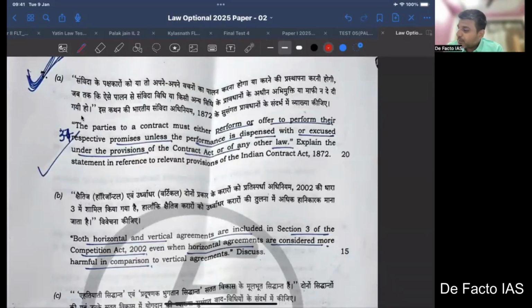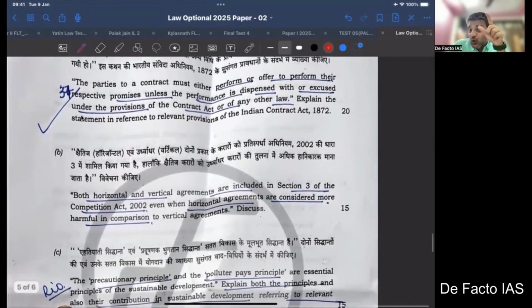The parties to a contract must either perform or offer to perform their respective promises unless the performance is dispensed with or excused under the provisions of the contract. Explain the statement. Basically, it is talking about performance of the contract and discharge of the contract. Now, what are the kinds of performance? So, performance with regard to time, performance with regard to execution of work, right? So, there are multiple ways of performing the contract. You simply have to write the different sections and ways, and then in brackets, one case law for each one of them. That will be sufficient. Again, quite an easy question.